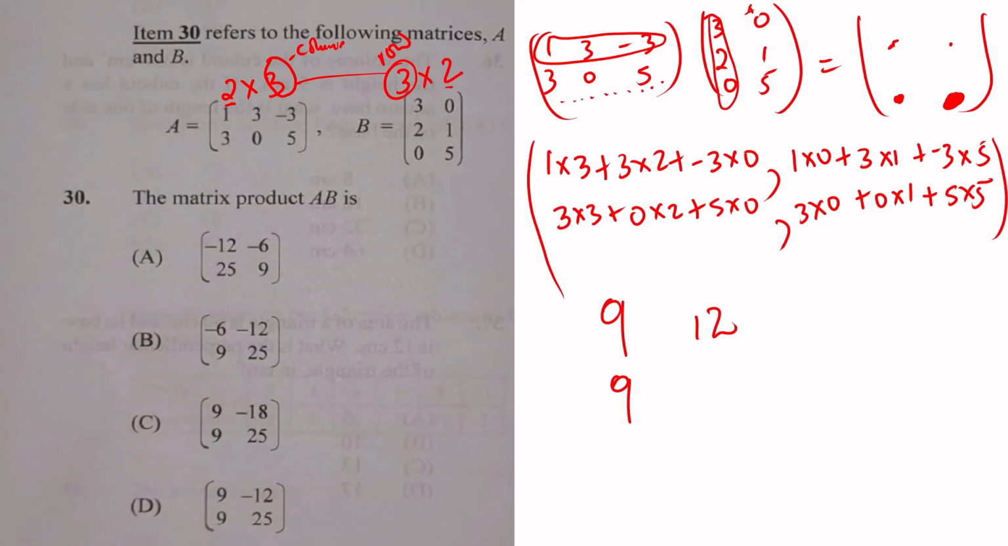And then, no man, it's gone. Negative 12. 15 is the larger one, so negative 12. Very sorry, still not going to erase that. 3 times 0, 0, 0, 25, 25, 5, 25. So our answer is going to be D.